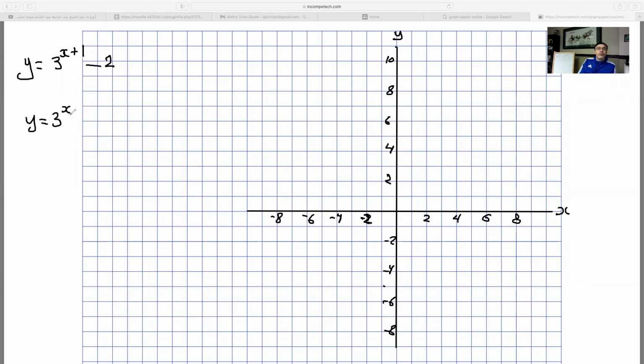When x is 0, 3 to the power of 0 is 1, so I'm going to get a point right here. When x is 1, 3 to the 1 is 3, so when x is 1, y is 3. And when x is 2, 3 squared is 9, so when x is 2, y is 9. And then with the exponential graph, we know it gets very close to the x-axis.